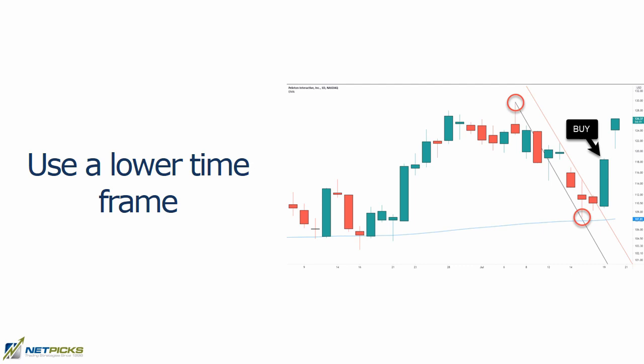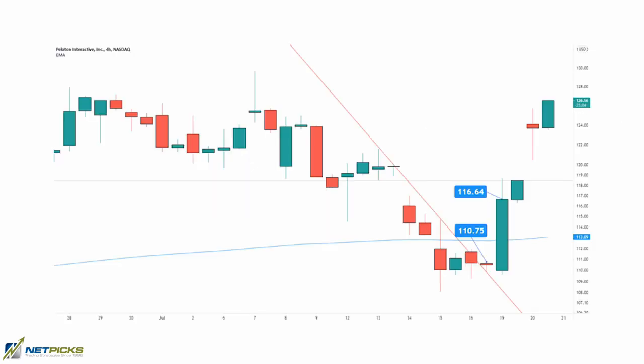And when you use a lower time frame, it's quite simple. The time frame you're going to use is going to depend on your schedule and how often you can actually check the charts. For example, this is a 4-hour chart. You're going to notice two price points. 110.75, that's the price in the afternoon where price closes above the trend line. Buy stop orders placed, filled the next day. That's the last candle of that day.